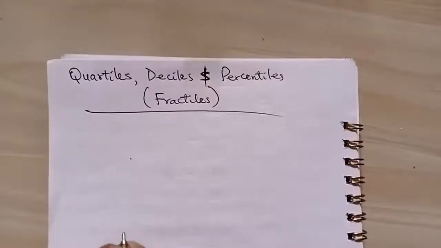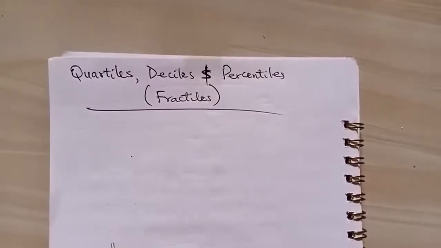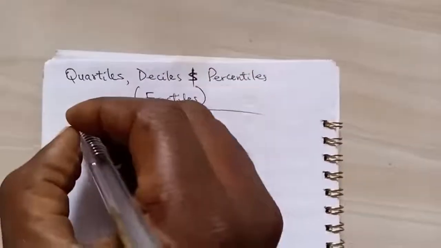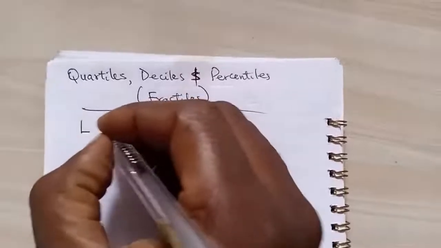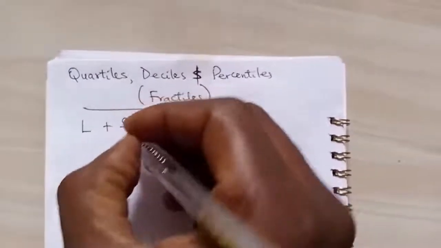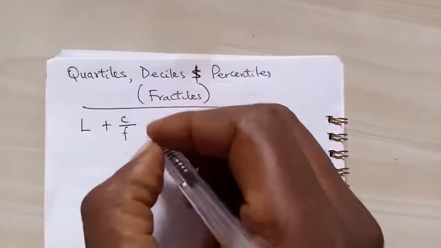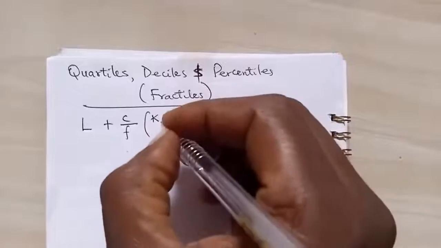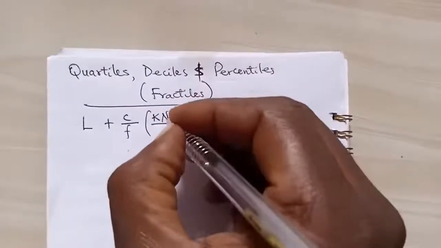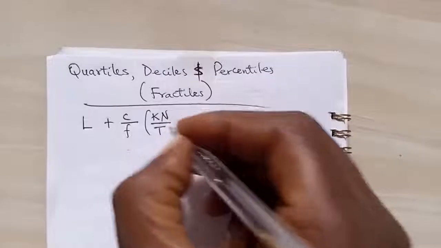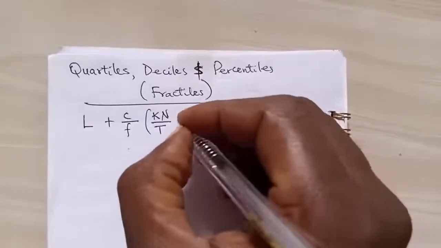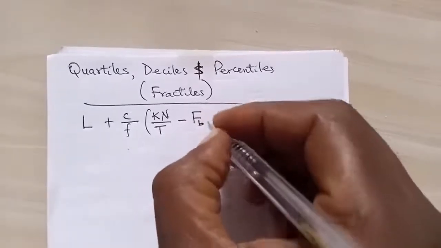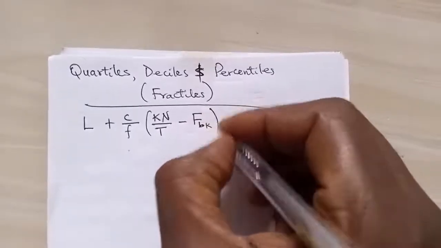In this video, we are looking at quartiles, deciles, and percentiles. Together we call them fractiles. They have a general formula: lower class boundary plus class interval over the frequency of that particular fractile, into the unknown fractile that you're looking for divided by summation f over the particular fractile you're looking at, minus the cumulative frequency of the class before that particular fractile.